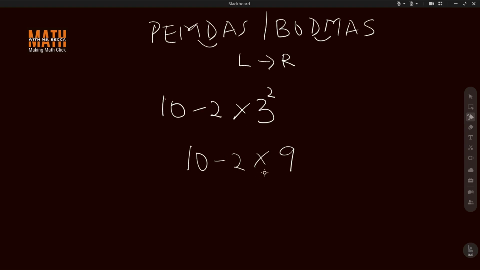So now let's multiply. Since we have solved the bracket, and then we've solved the exponent, now we need to multiply, so that we have 10 minus 2 times 9 is 18. So now we have 10 minus 18, and this will give -8. So this is the correct answer.